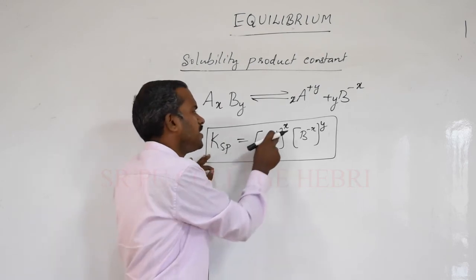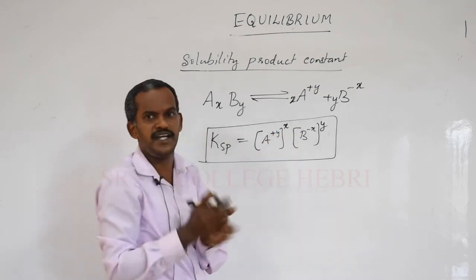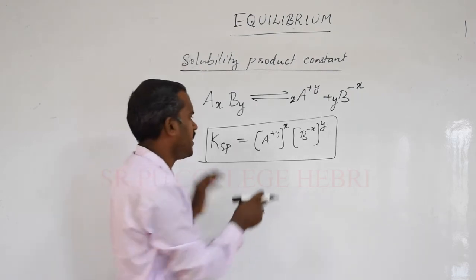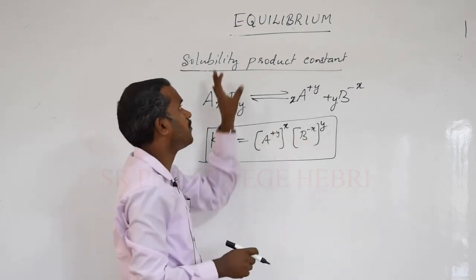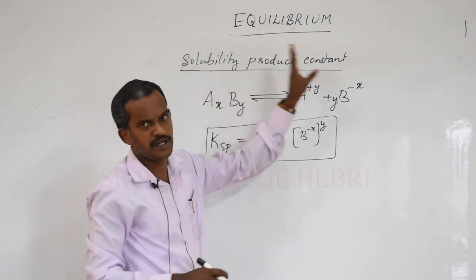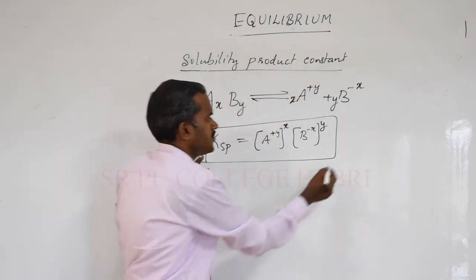Okay, so the charges are basically deciding the number of other ions to be formed there. So A^(y+) to the power x and B^(x-) to the power y. So this is about the solubility product constant. Are you clear? So this is simple.